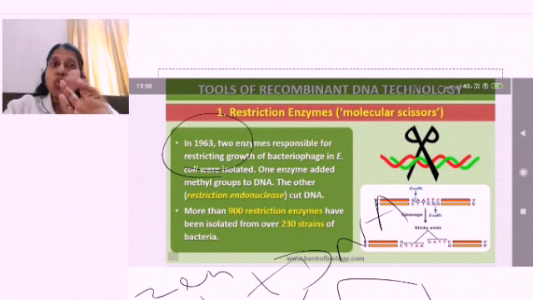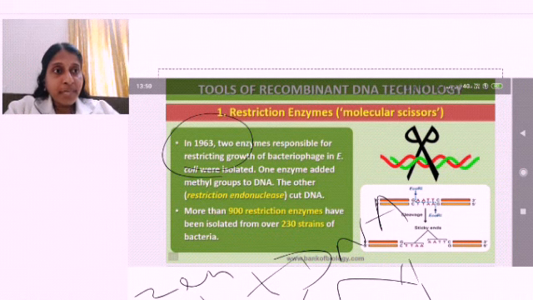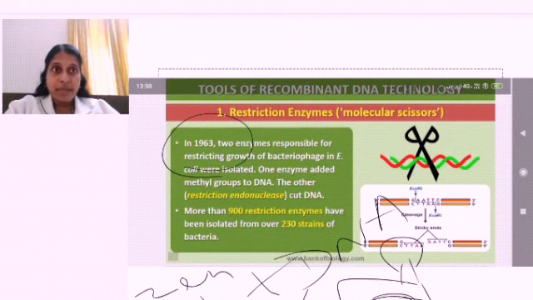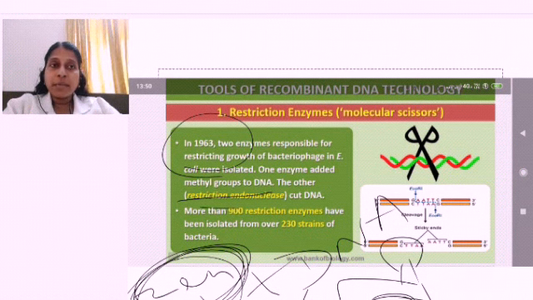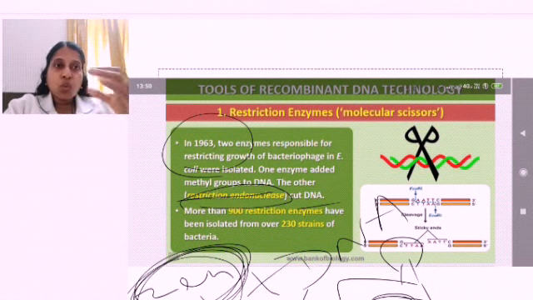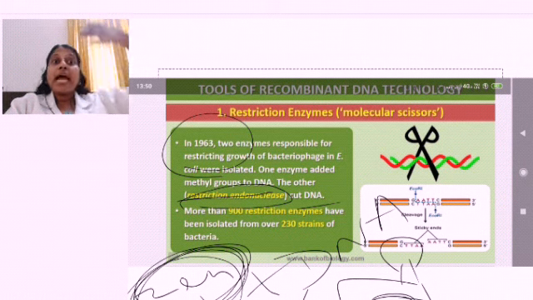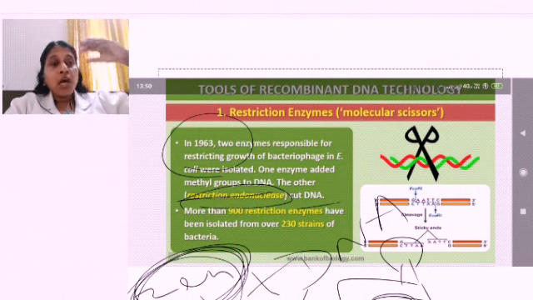Okay. So these two enzymes are helping in preventing the bacteriophage from infecting this bacteria. So bacteria are protecting themselves from the virus, the bacteriophage, by producing these two enzymes. Okay. So one is what? An enzyme adding a methyl group to the DNA, and the other one is named what? Restriction endonuclease, which is cutting the DNA. By doing these two things, the bacteria is protecting themselves from the attack of the bacteriophage, that is the virus.